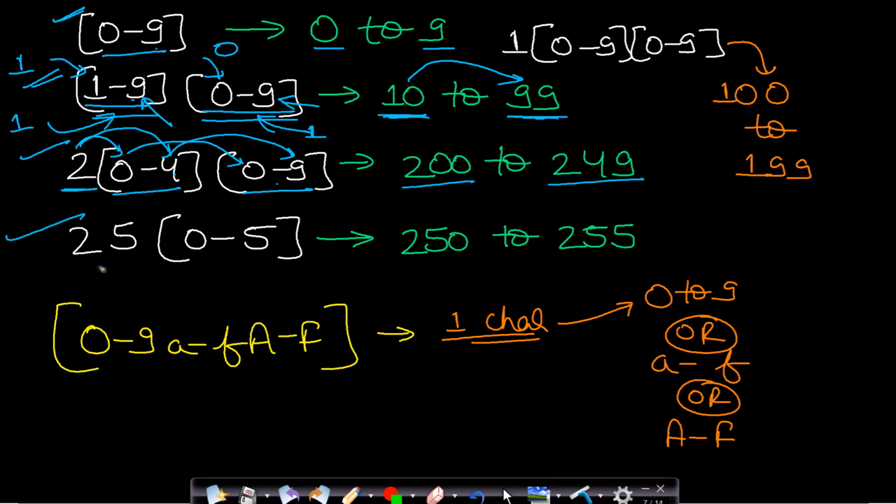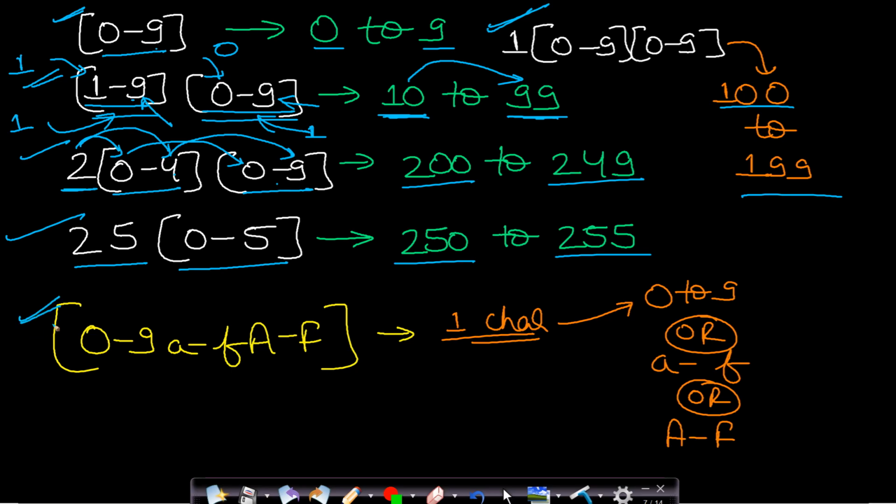In a similar way, here this is a 3-digit number where I have fixed 2 digits, and this single digit can vary from 0 to 5. So this will be simply in the range of 250 to 255. And in a similar way, for this example, this will also be in the range of 100 to 199. I hope you understood all these examples.